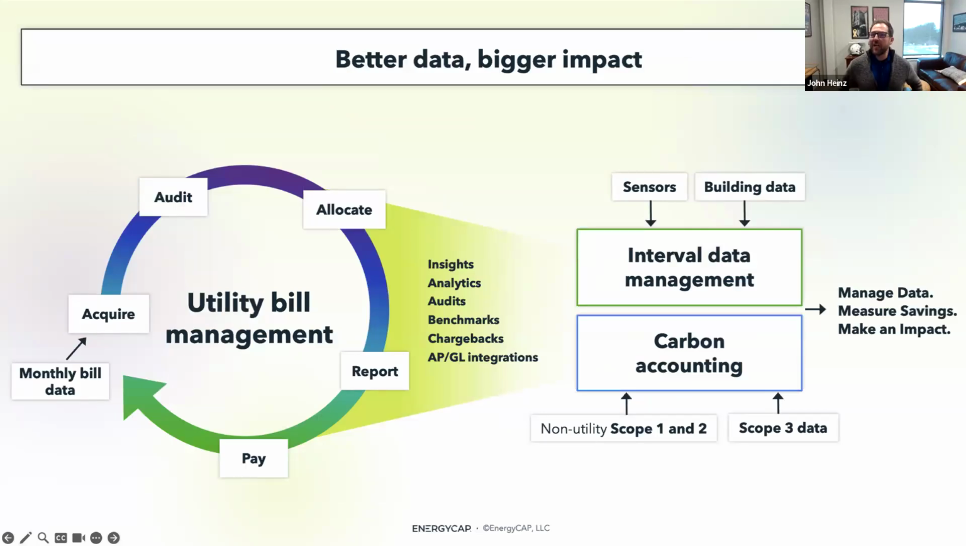So let's talk about the concept: bigger data or better data, bigger impact. If you have software that's giving you better data because you have automated processes, you have checking on the data, you have data assurance that it's accurate, it's financial grade, it is better data, you can have a better impact in the work that you are doing. Now, where we always start is with the monthly utility bill.